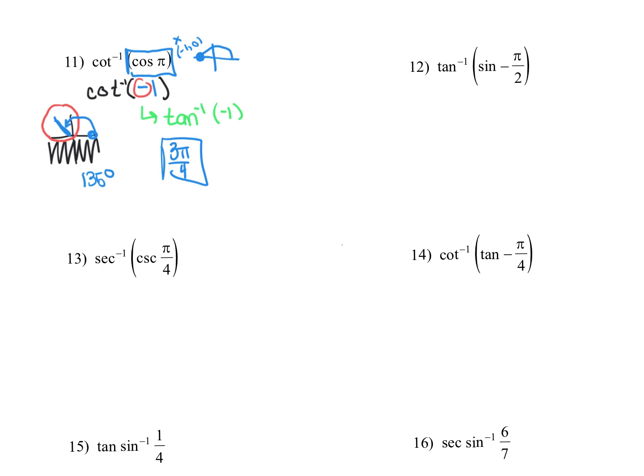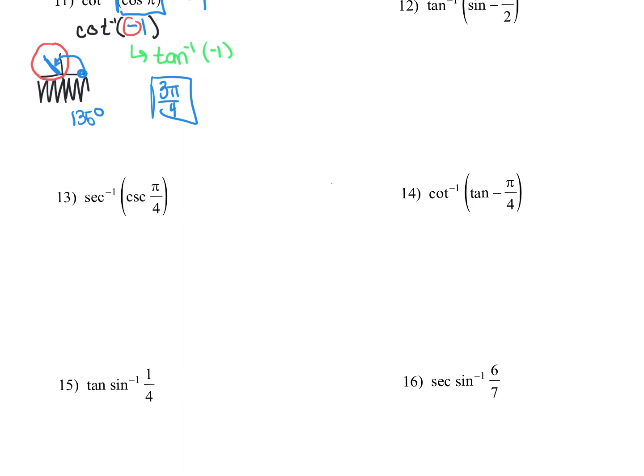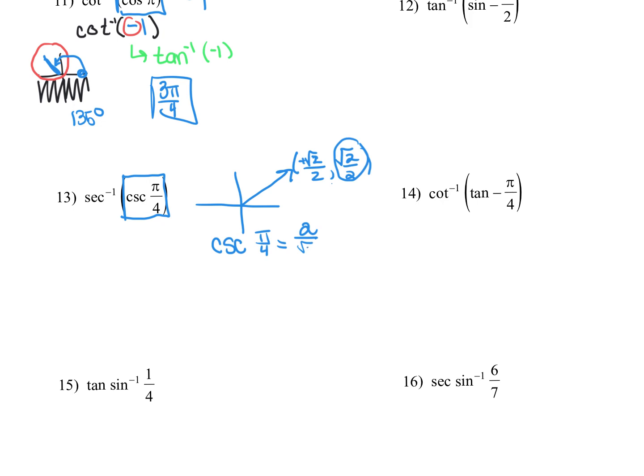Okay, so we're going to start with the next one. Again, we're going to start on the inside. I go to pi over 4. The ordered pair is positive root 2 over 2, positive root 2 over 2. Cosecant is sine's friend, so I want the y value. They're friends, but they're reciprocals. So cosecant of pi over 4 equals the reciprocal, so 2 over root 2.